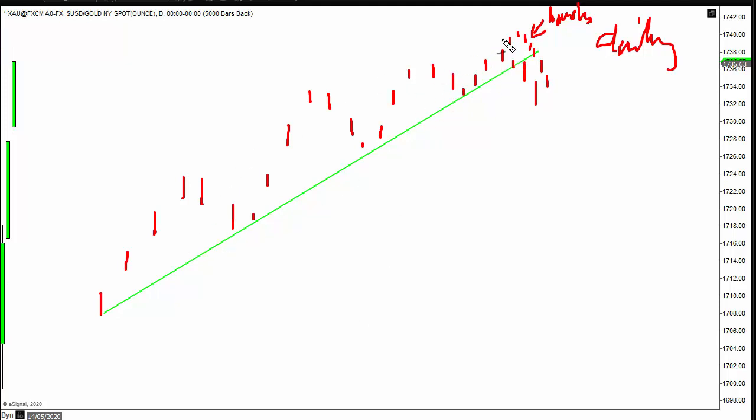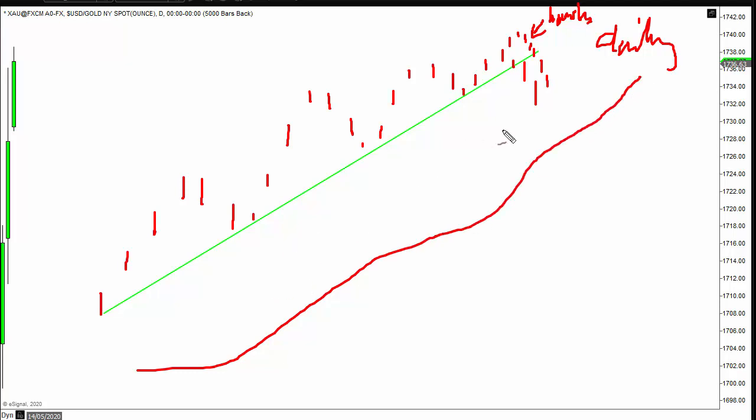So pebble on a pond, what's actually happening is the market's running out of steam as it's continuing to retest this level, whether it's a diagonal trend line like this. It could be a moving average even, and it's doing the same thing, multiple tests of a moving average, then eventually it goes for a break.